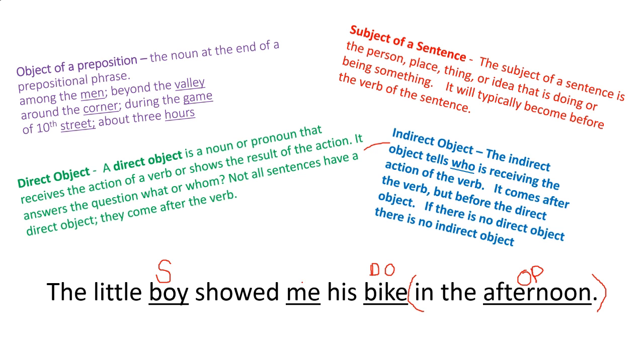Okay. I want you to notice something. You have your subject, you have your direct object, and in the middle, who was it shown to? It was shown to me. That's your indirect object.